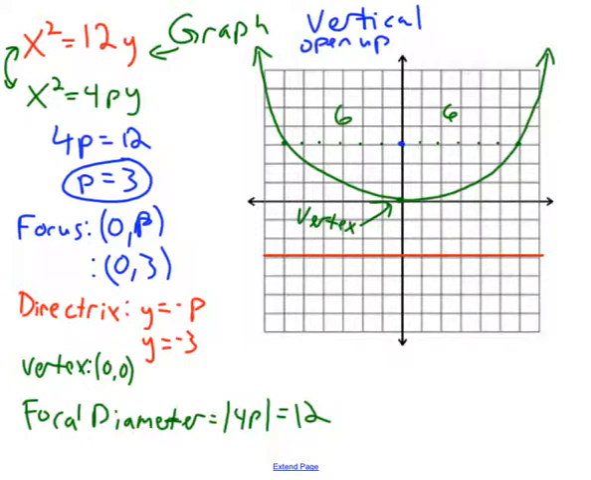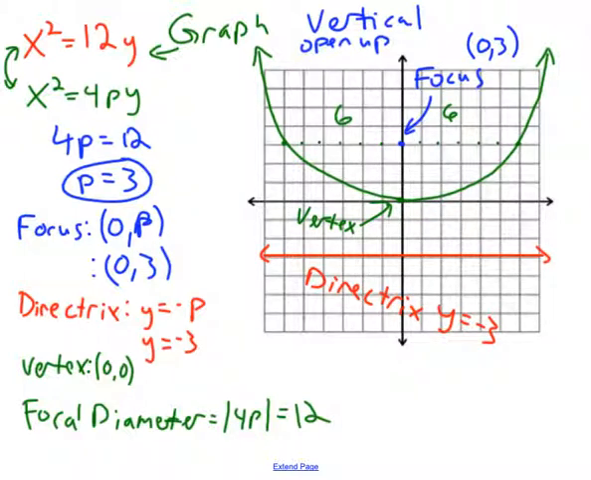Vertex is right there at the bottom of the parabola, as we already know. Our focus is this right here, and the focus coordinates are 0, 3. And finally, we have our directrix, and that equation is y equals -3. So there's an example of solving one.